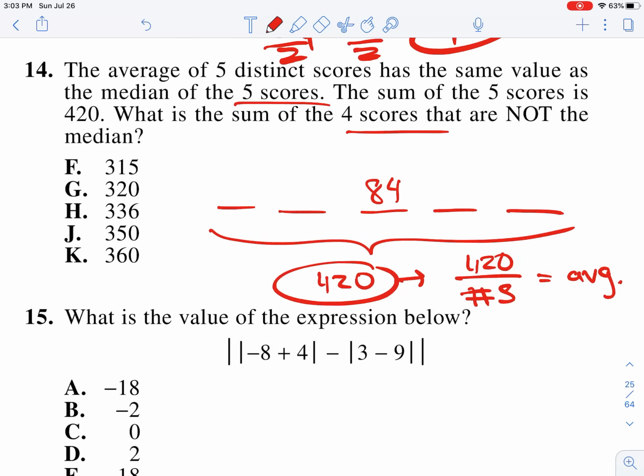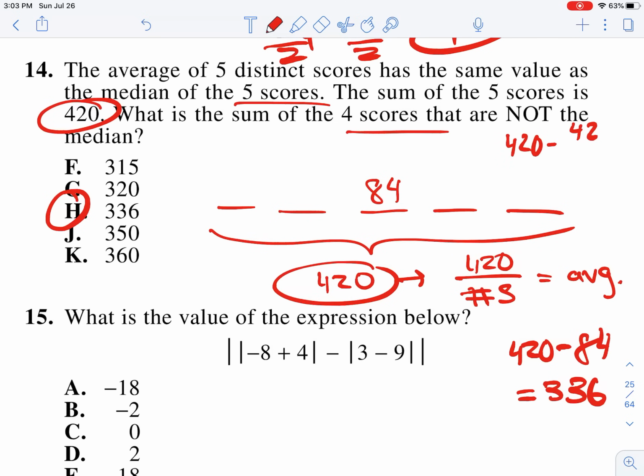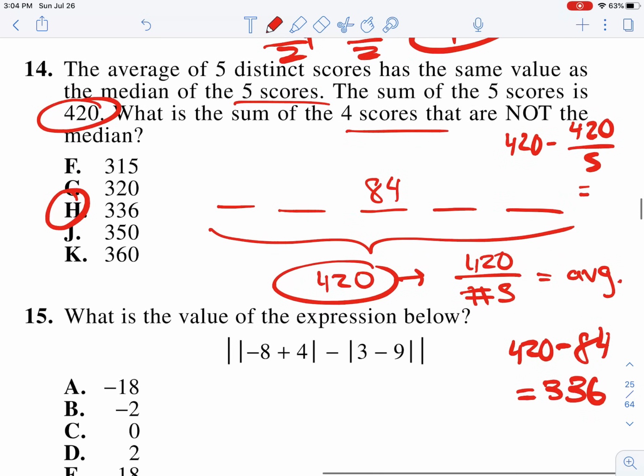If you're already given the sum of all of them, you just subtract this and get your answer. You should get 420 minus 84, which equals 336. And your answer is, let me just make sure, H. 14 is H. Simple process: calculating your mean, aka your median in this case because they're the same, and subtracting it from 420. This is basically what you did in this problem, and you got 336.